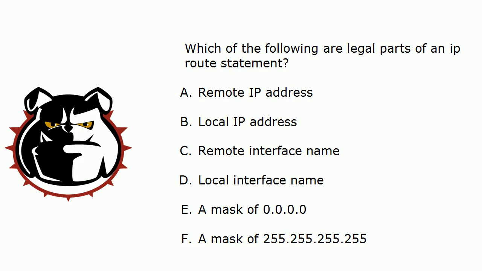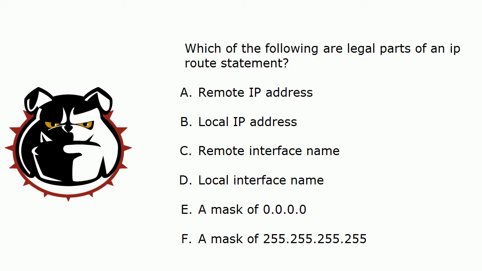And the IP route command, boy do we have to have this one cold for the CCNA. Which of the following, choose all that apply, sorry about that, are legal parts of an IP route statement? Remote IP, local IP, remote interface name, local interface name, all zeros mask, all ones mask. Which of those are legal parts of an IP route statement?